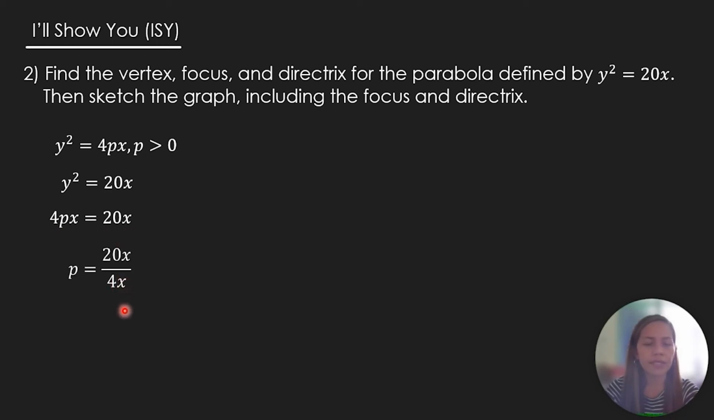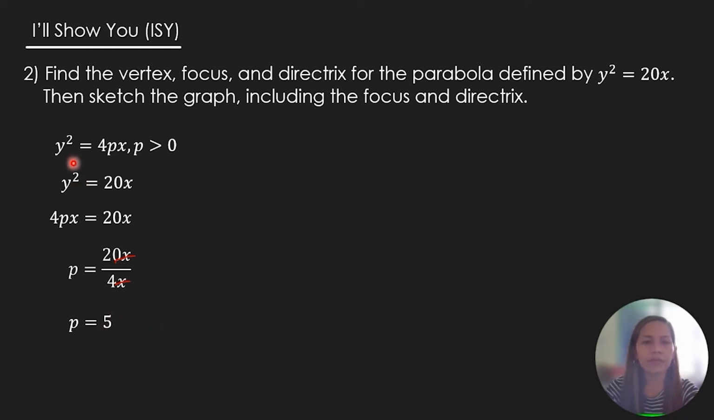So it will be like this. Our p will now be equal to 20x divided by 4x. And then again, the x variables would be cancelled, and what will remain here is 20 divided by 4. And 20 divided by 4 is 5. So that means our p is equal to 5. After getting the value of our p, we can now proceed to our graphing.